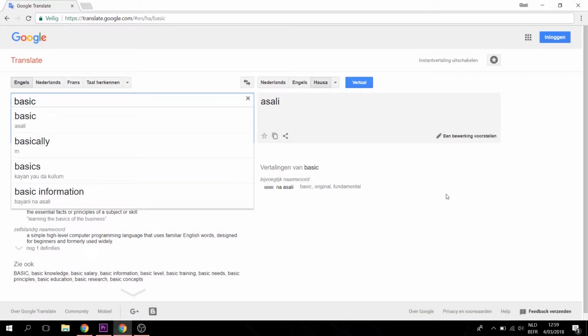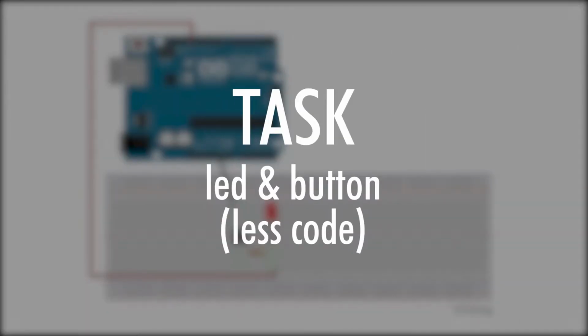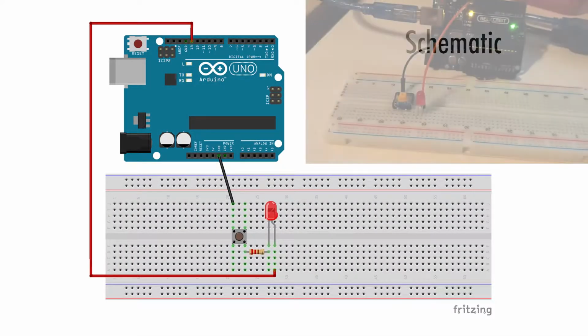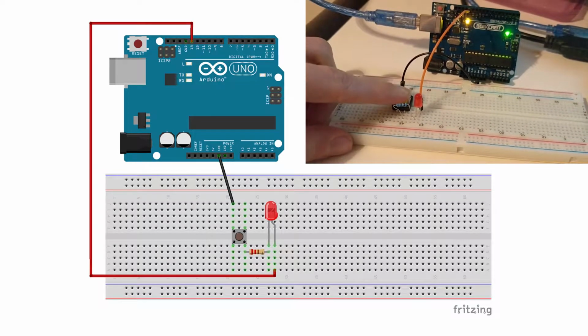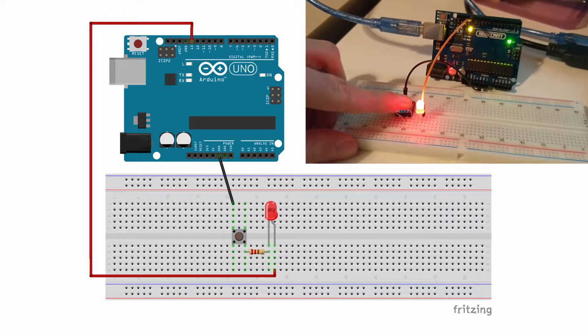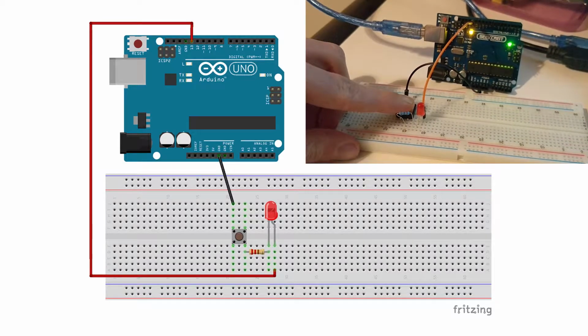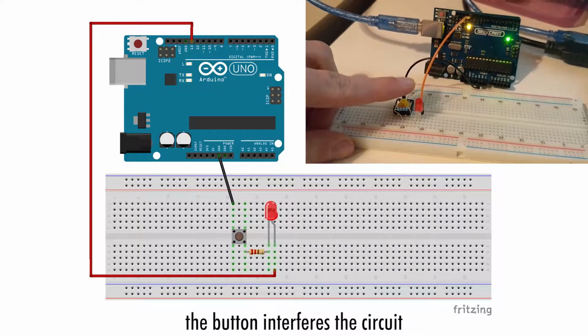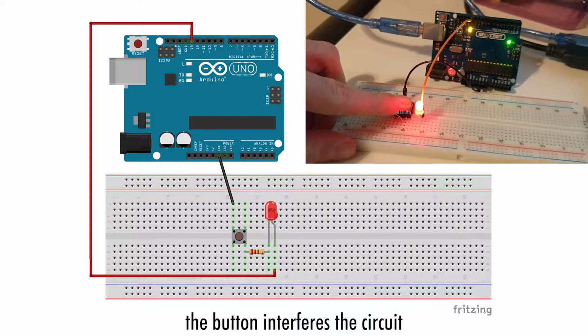Hello world, my name is Asali, meaning basic in the language Hausa. Today we will be learning how to control an LED with the use of a button. We are going to hook up the LED to pin 13 and make sure it lights up when the button is pressed, but by the use of an electrical diagram, so there has to be no code written, well, almost no code. So the circuit is closed as long as the button is pressed.